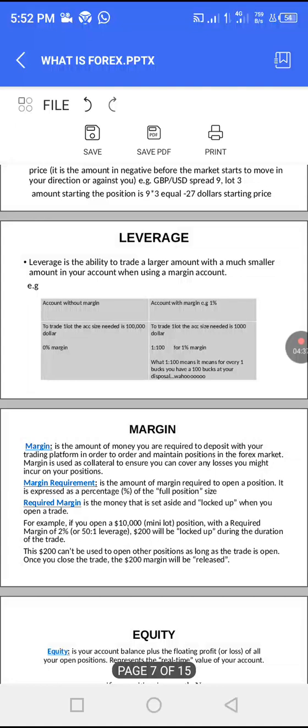Account without margin. Just imagine an account without margin. To trade one lot, the account size needed is $100,000 for a zero margin account. But for an account that has at least 1% margin, to trade one standard lot, the account size needed is $1,000, unlike the other one, which is $100,000. That's because they have a 1 to 100 ratio for a 1% margin. What does 1 to 100 mean? It means for every one buck you have, 100 bucks is at your disposal.